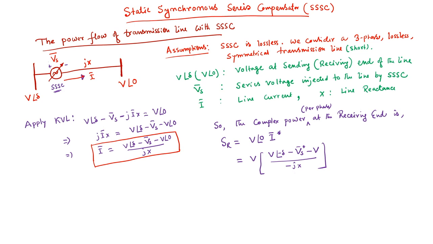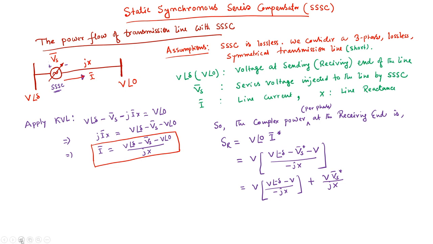Okay. So, this is what the expression is. Now, I can write this into two parts. One is V. I am just separating out this part, that is the voltage injection by the SSSC. So, what will we get? V at an angle minus delta minus V divided by minus jX, minus V Vs conjugate divided by minus jX. So, this minus and this minus will cancel out and it would be jX.